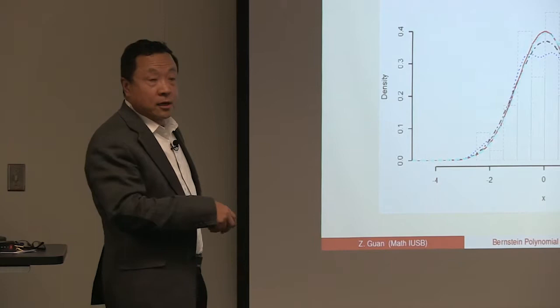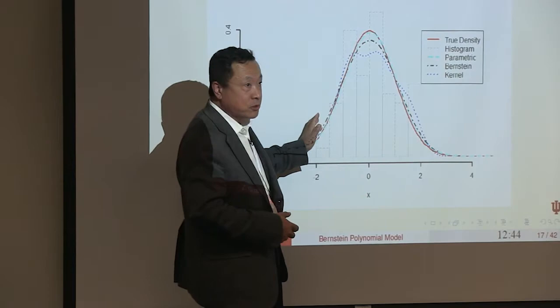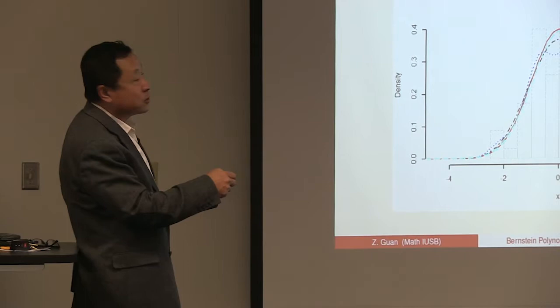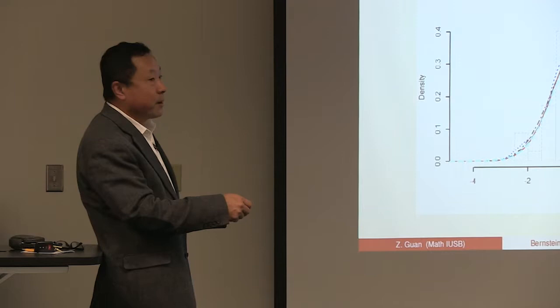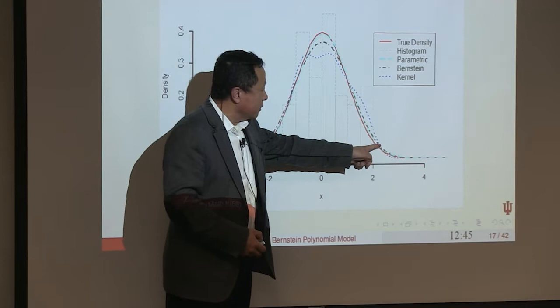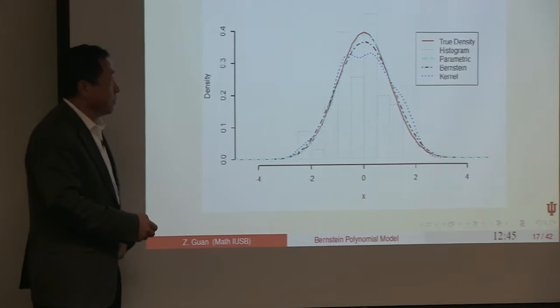Of course, the parametric method is the best, because here we generate the sample from a normal distribution and use a normal parametric model, which just estimates the mean and the variance. With this large sample size, you expect a very good estimate using the parametric method. But in real world problems, we assume just a non-parametric model. In simulation, this Bernstein method is even closer to the parametric method, and it's much better than the kernel method.